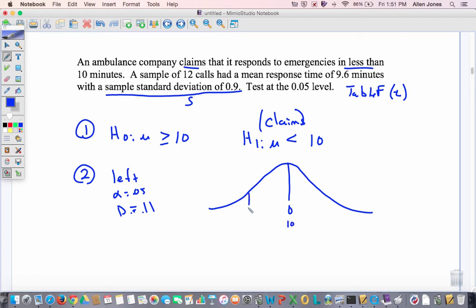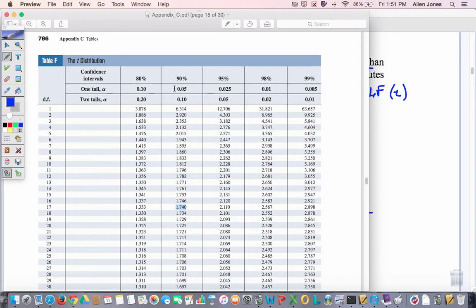We'll put our mean here in the middle. We'll put our critical value over here. That's going to come from the table. So we have alpha is 0.05, not 0.11. 11 is our degrees of freedom, or our sample size minus 1.